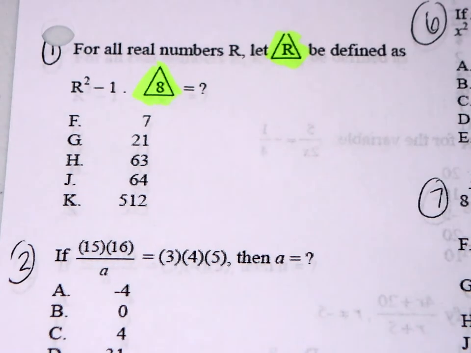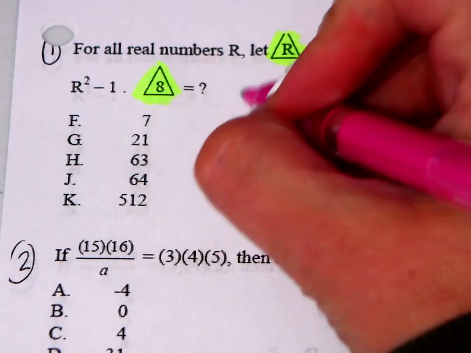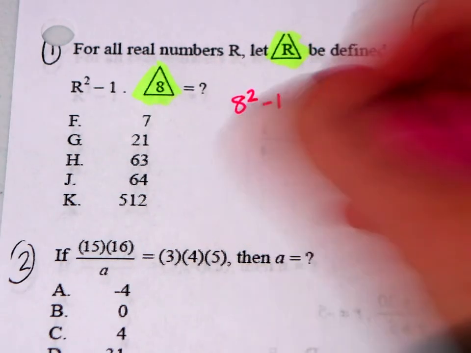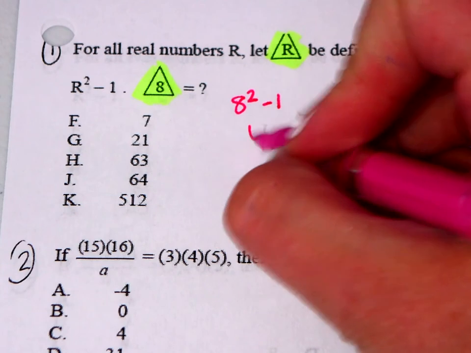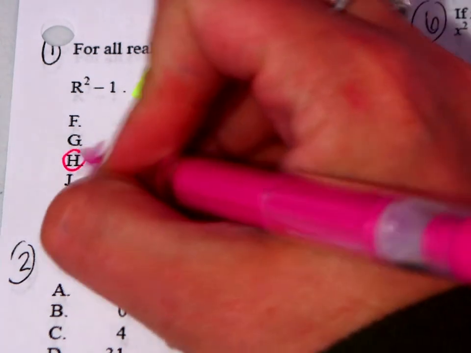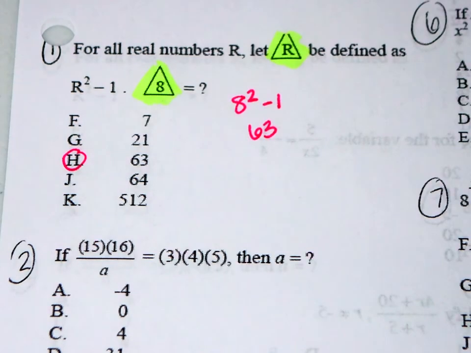They replace r in the triangle with the number 8. So honestly, this whole problem is just 8 squared minus 1. So 64 minus 1 is 63, which is answer H. So this problem, again, just fancy substitution. They just want to get you to where you're not sure what that triangle means, so you think the problem is harder than it is.